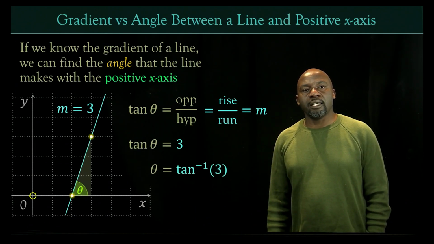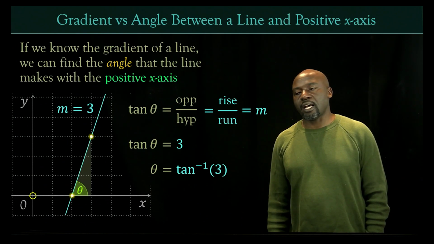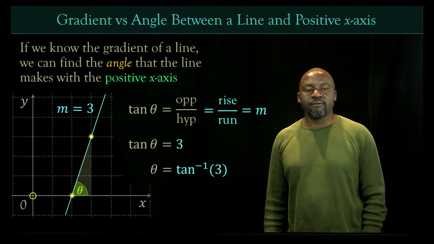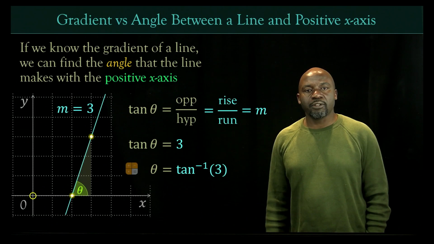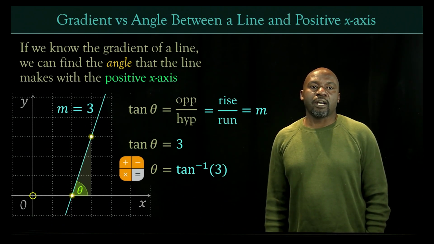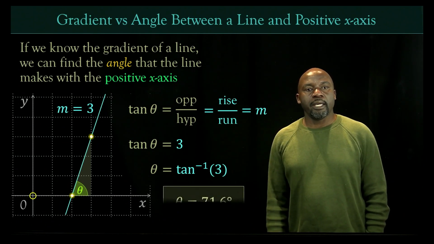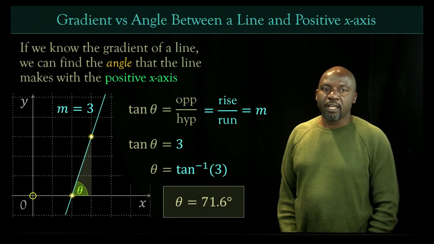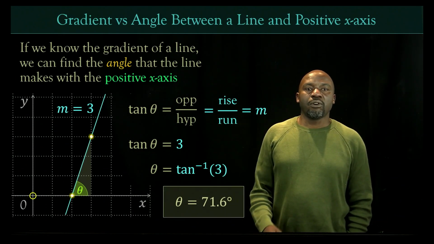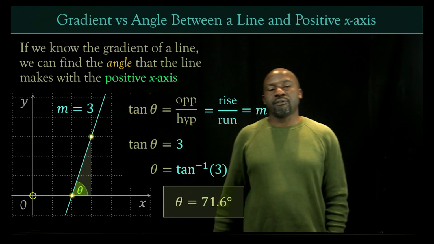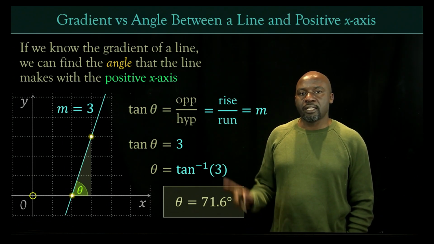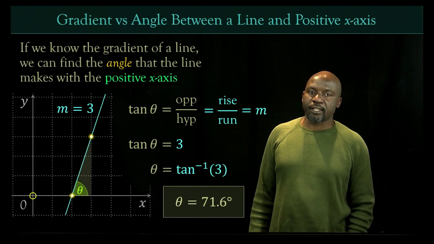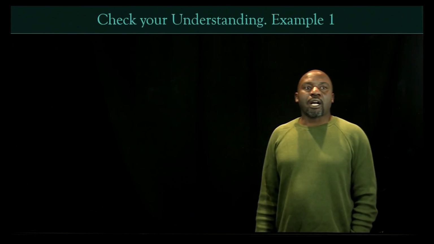So theta is equal to the arctan, the angle whose tangent is 3, or tan inverse of 3. If you use your calculator to solve this, you will find that the value of theta is 71.6, to 3 significant figures. So we can use our knowledge of the gradient of a line to find the angle that the line makes with the positive x-axis. All right, let's now check our understanding.